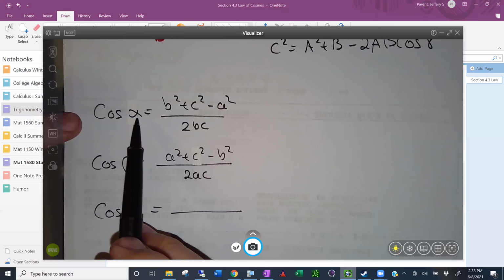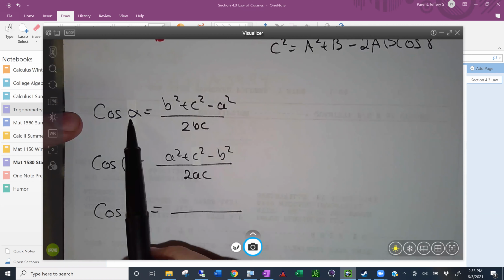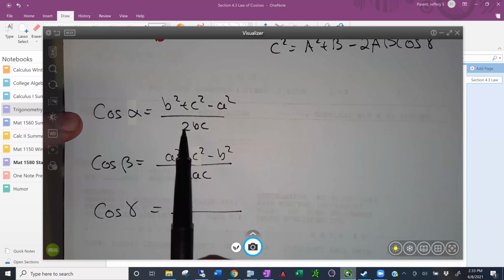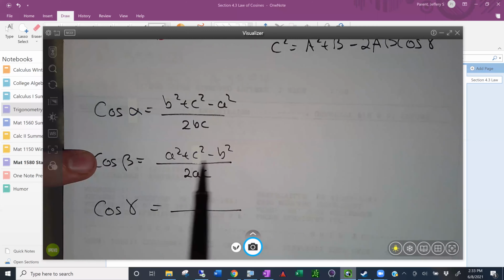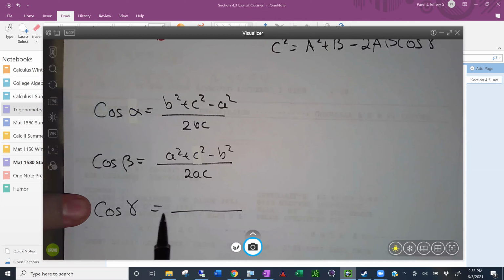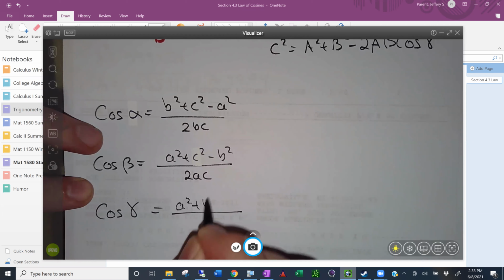Here's your alpha, and you have BC and then A. Of course, A and alpha are opposite, and then this is a 2BC. Beta and B, and then the other two are A and C, not angles but sides. So can you figure out what this one's going to be? What squared plus what squared minus what over what? A squared plus B squared minus C squared over 2AB. Nice.